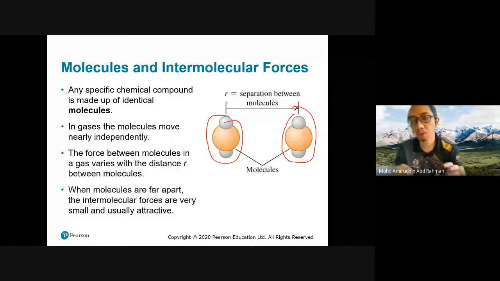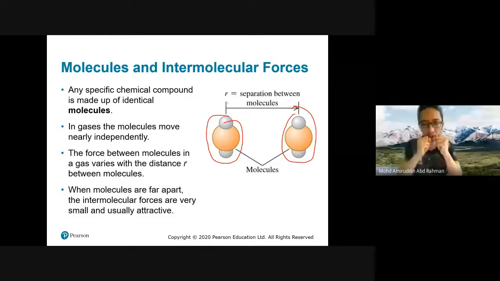So when it is far apart, the intermolecular force is very weak, so it can travel more freely. Let's compare a solid to a liquid. In a solid, the molecules are at a very small distance, so it is very, very attractive, highly attractive. Compared to that, inside gases the molecules are free to move according to the space, so the intermolecular force is very small.